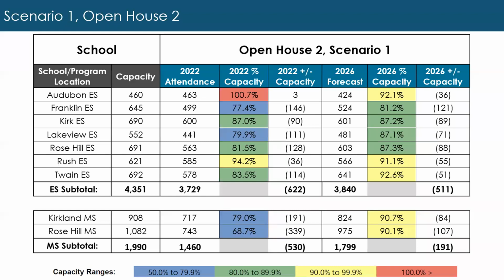These are the resulting statistics for scenario 1, with many school capacity percentages in the green category in the 5-year horizon when compared with the existing boundaries. This scenario has all the elementary school capacity percentages in the green or yellow in the 5-year forecast. Kirkland Middle School and Rose Hill Middle School are close to balanced in the 5-year forecast.